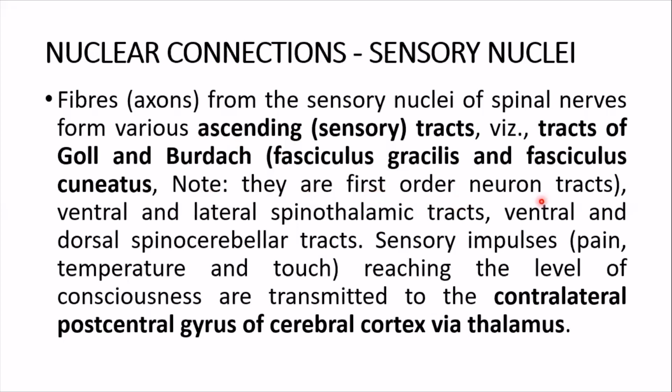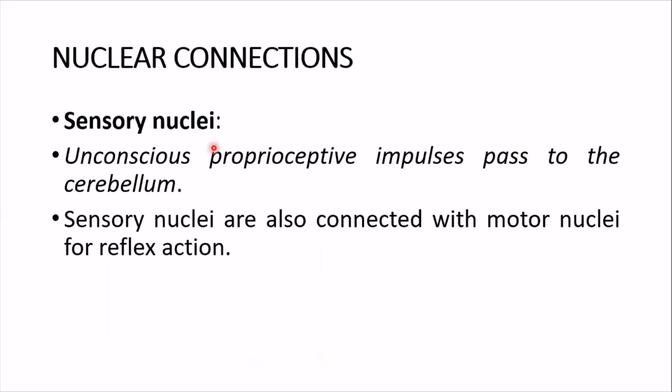They are first order neuron tracts, along with the ventral and lateral spinothalamic tracts, and the ventral and dorsal spinocerebellar tracts. They're all sensory tracts. Sensory impulses of pain, temperature, and touch that reach the level of consciousness are transmitted to the contralateral post-central gyrus of the cerebral cortex via the thalamus. Unconscious proprioceptive impulses pass to the cerebellum, and the sensory nuclei are also connected with the motor nuclei for reflex action.